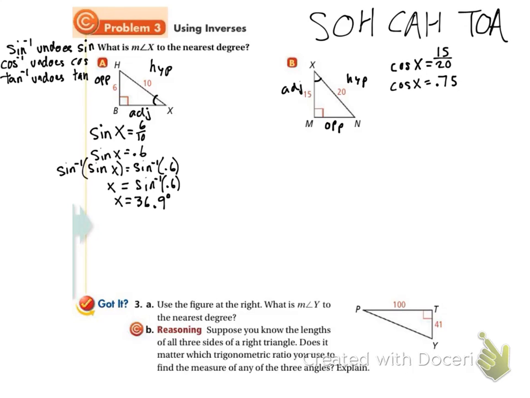Then to get rid of cosine, I need to do the cosine inverse of both sides. So the cosine inverse of the cosine of X and the cosine inverse of 0.75. So on the left, I'm just left with X. So X equals the cosine inverse of 0.75. And when I do that on my calculator, I get that X is equal to 41.4 degrees.